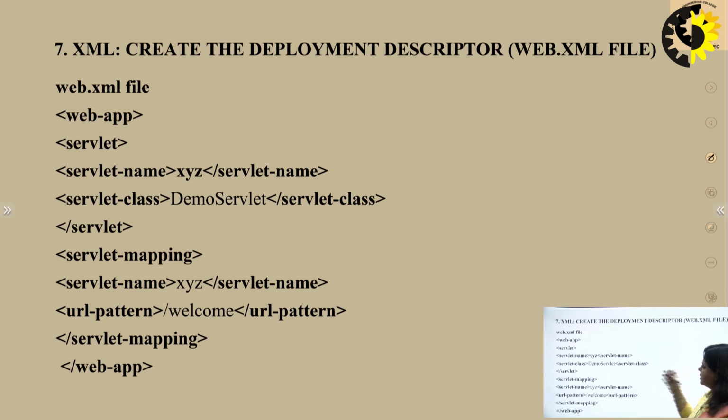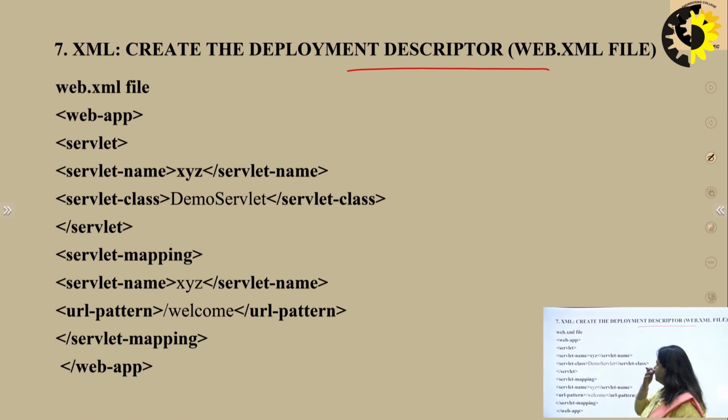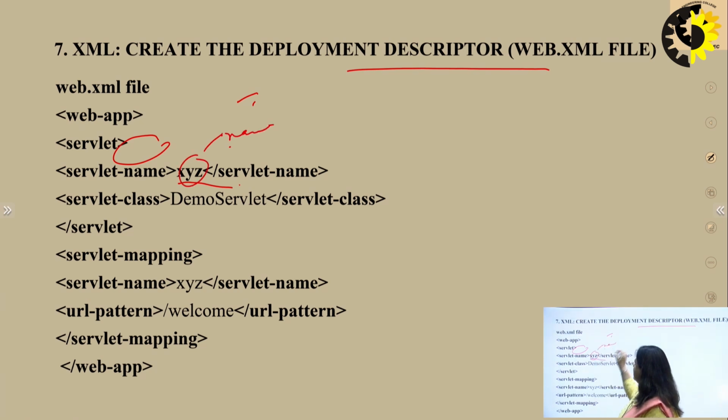Here is an example of how we create the deployment descriptor in an XML file. First of all, we initialize the XML file, and we declare the servlet and servlet name. Like if we need to create any servlet page XYZ, the name is XYZ. This is the name of the servlet, and next we need to describe the servlet class, what type of class, like DemoServlet. This is an example of the DemoServlet class, and then we map that servlet.